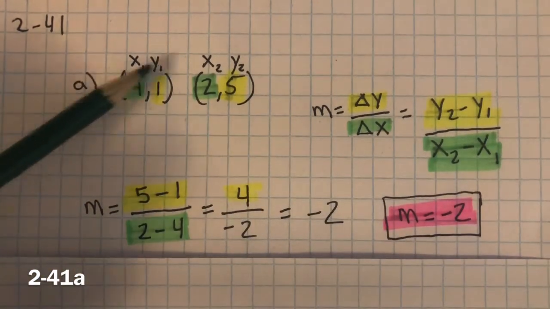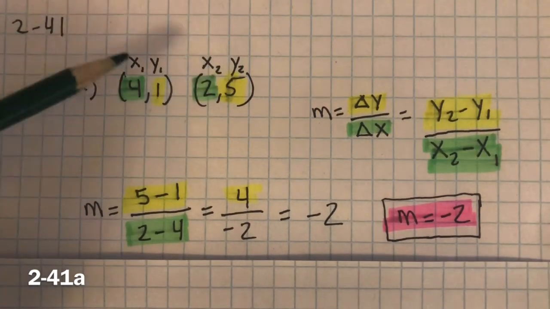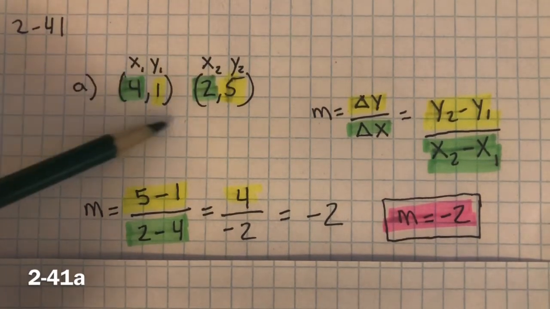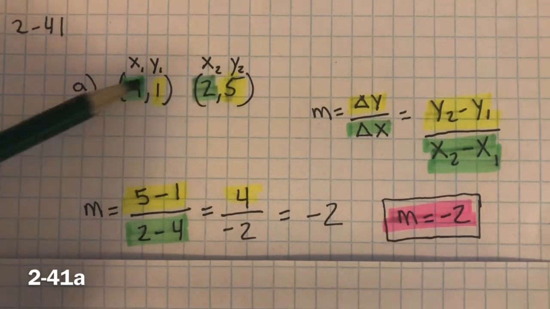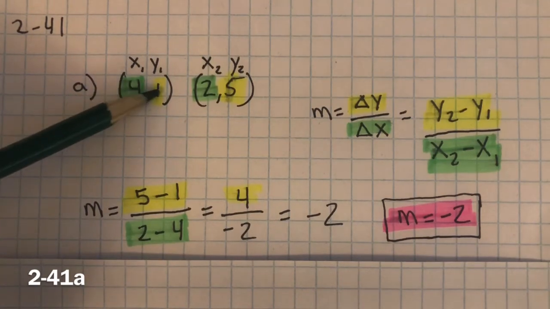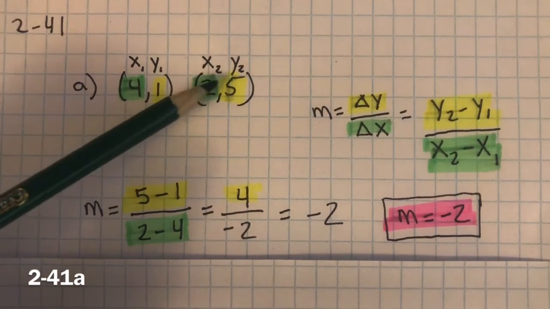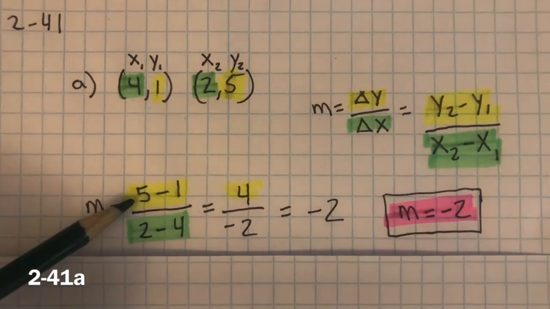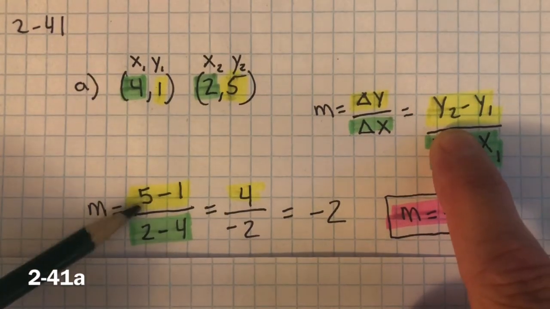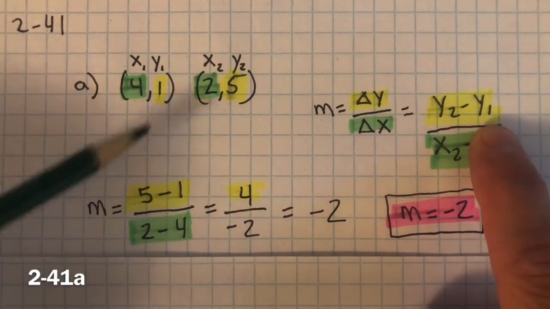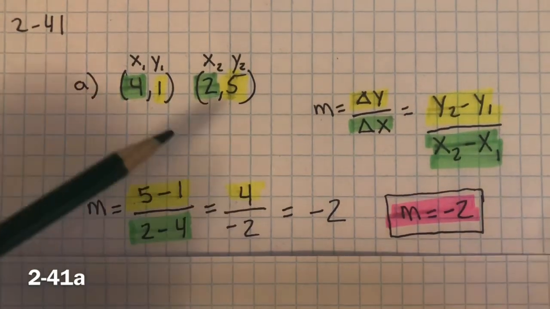So here we have x1 and y1, x2 and y2. It doesn't matter which one I designate as x1, y1 and x2, y2. I could have called this x2, y2 and x1, y1. Now, since this is my y2, y2 equals 5, and I'm going to subtract from that y1. Well, y1 is 1. So 5 minus 1 is 4.